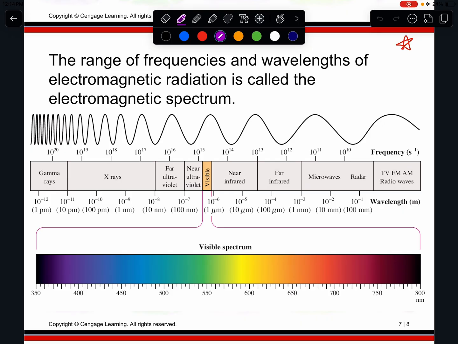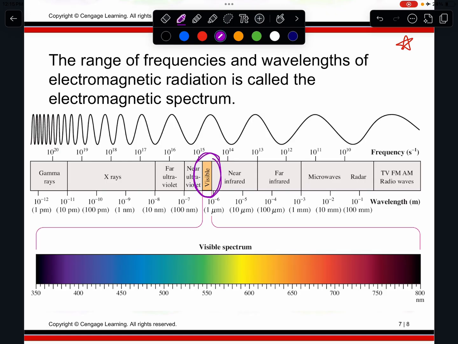So we're going to talk about frequency and wavelength here. And before we talk about that, we have to understand that frequencies and wavelengths are in relation to electromagnetic radiation, and all the forms of electromagnetic radiation can be shown here, and this is called the electromagnetic spectrum.